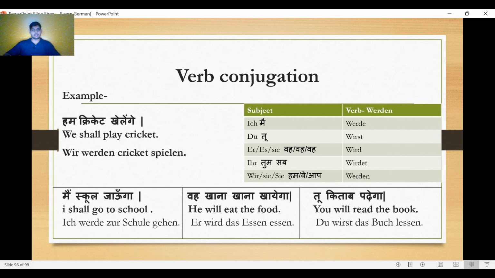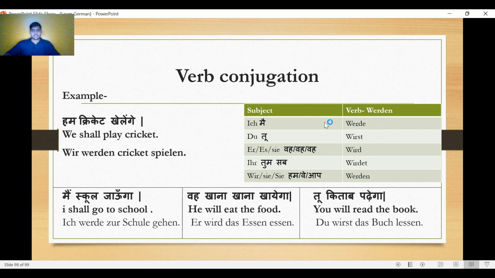First of all, we will learn verb conjugation of the future verb. So in a future sentence, we use will and shall in English, but in German we use werden instead. Werden. So first of all, we will conjugate werden according to the subject, and then we'll try to make some sentences for practice so that you can understand the concept.